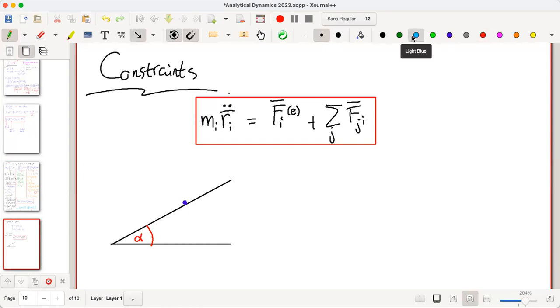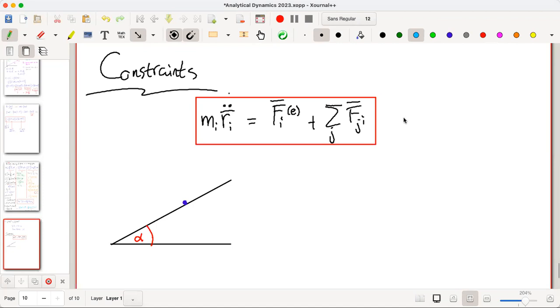From our empirical observation, for such a system, we know that the particle will always move on the plane, unless there is a force that we specify that makes the particle go off the plane. There is no reason why the particle should be off the plane, so the particle will always be moving on the plane, in this case the inclined plane.